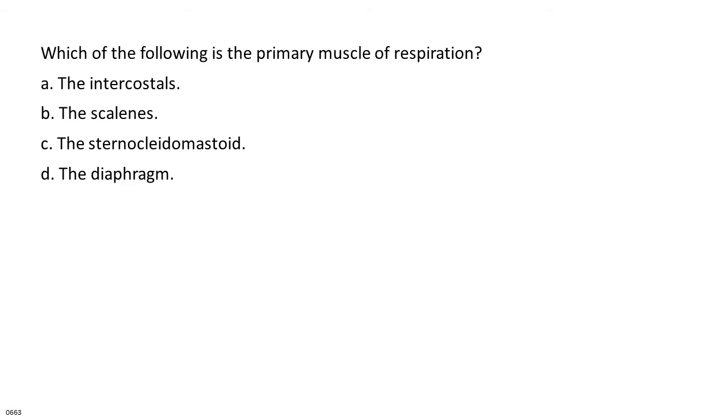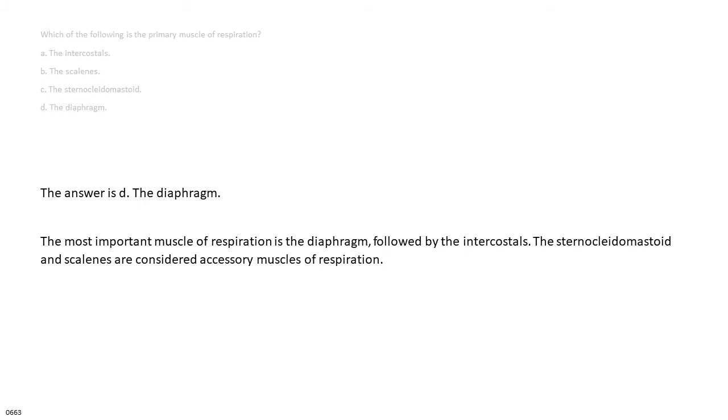Which of the following is the primary muscle of respiration? A. The intercostals. B. The scalenes. C. The sternocleidomastoid. D. The diaphragm. The answer is D. The diaphragm. The most important muscle of respiration is the diaphragm, followed by the intercostals. The sternocleidomastoid and scalenes are considered accessory muscles of respiration.